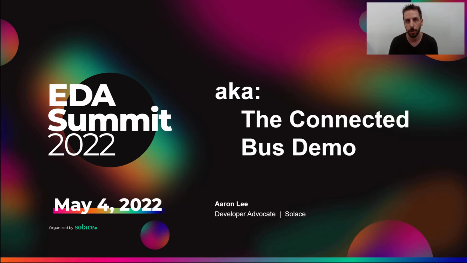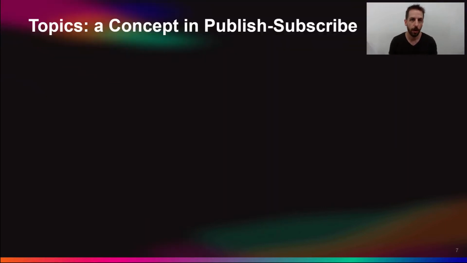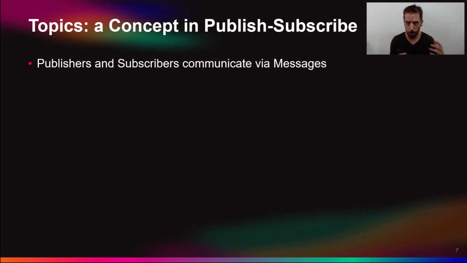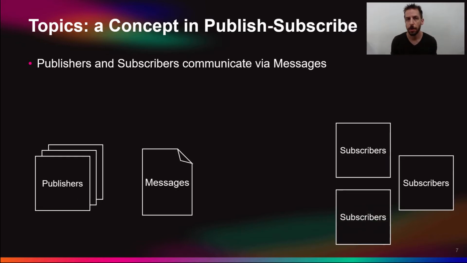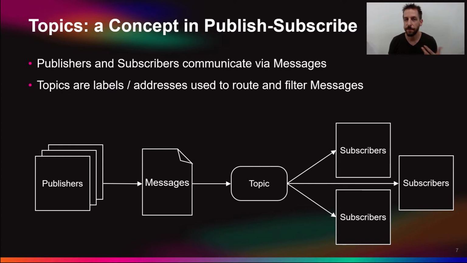But first, I'm going to talk a little bit about topics and topic hierarchies to get started. So smart topics, what are they? Before we get into that, let's review what topics actually are. They're a concept of the publish-subscribe architectural pattern. Publishers and subscribers communicate via messages, okay? So in a distributed architecture, publishers and subscribers send messages to each other, to send data, to send events, to send commands. Topics are used to route and filter those messages. They're labels, they are objects, they are addresses to route and filter messages to those subscribers.